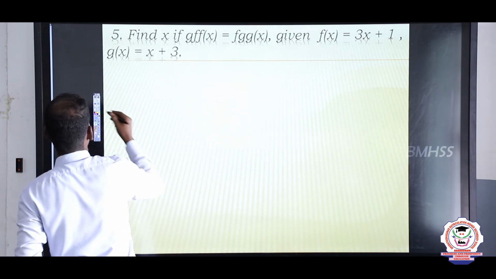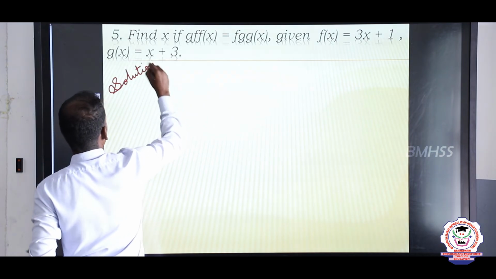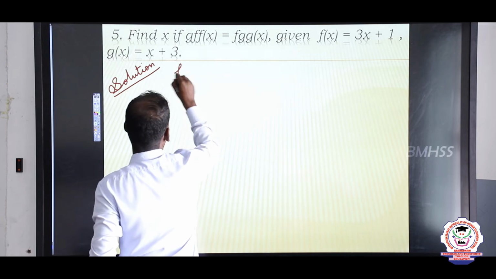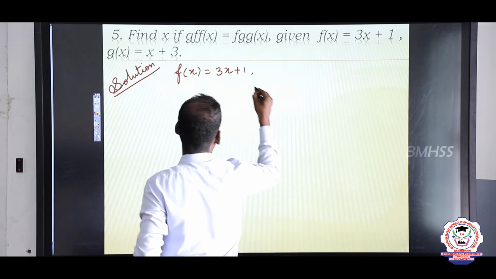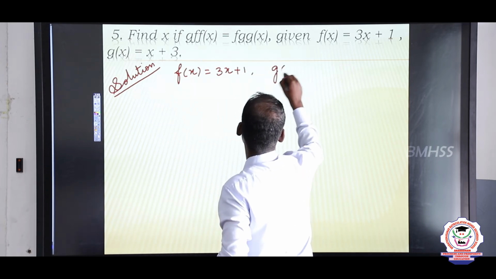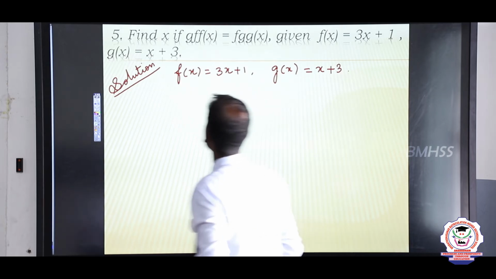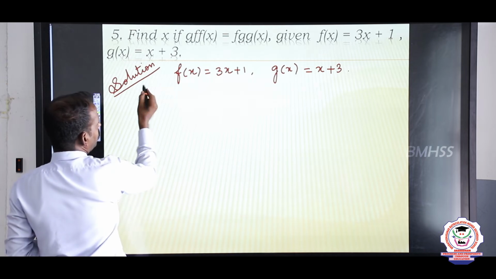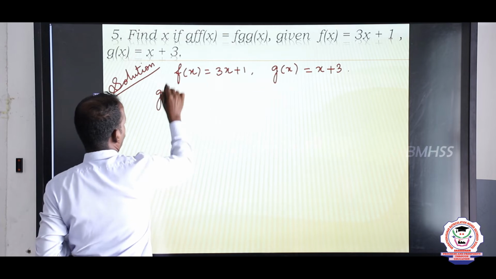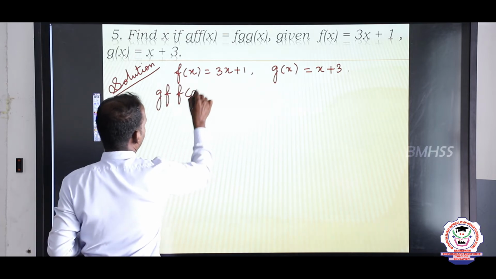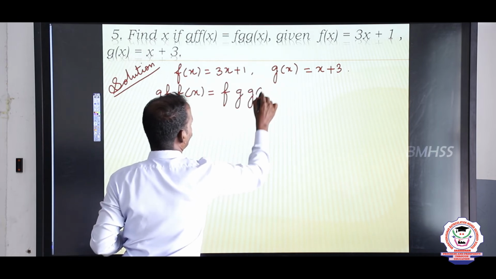Solution. Here f of x equal to 3x plus 1. Then next g of x equal to x plus 3. So here you have to find the x value. So here the condition is g of f of x is equal to f of g of x.